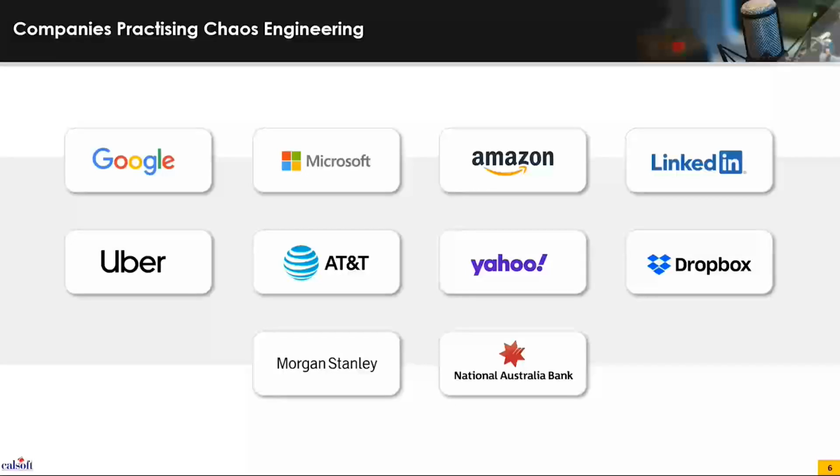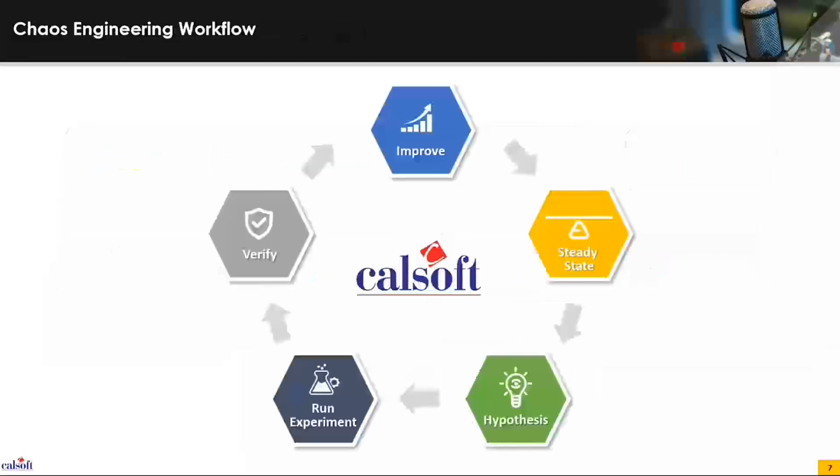So, getting to the crux of the discussion, if I were planning to set up a chaos engineering practice, what would be the typical steps involved? That's a good question, and as you mentioned, it's the core technical aspect of it. At Calsoft, we propose a five stage workflow for chaos engineering, and I think a majority of companies follow similar stages. To begin with, we define the steady state.